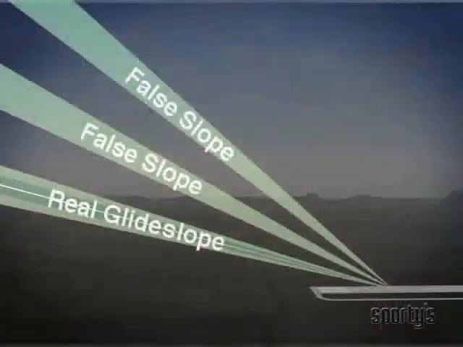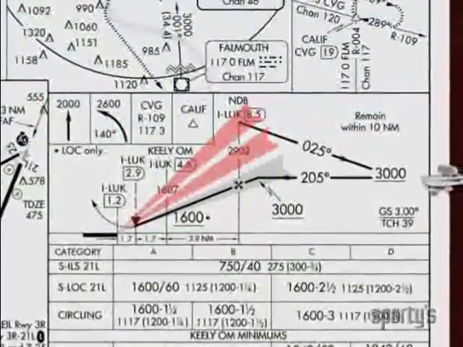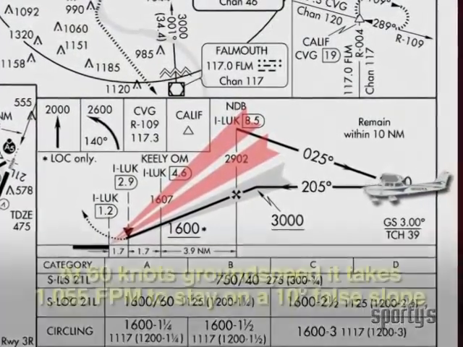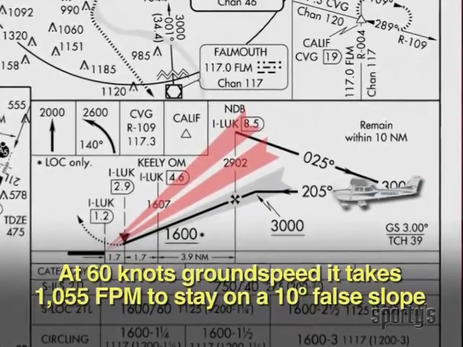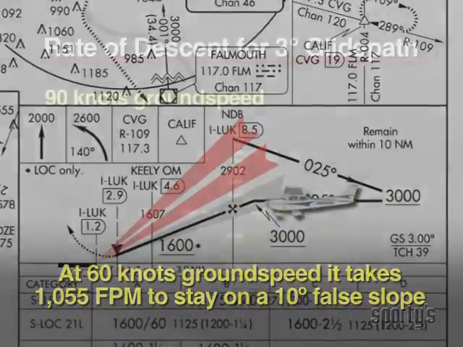Because of the reflected signal, false glide slopes are above the real glide slope. The lowest false slope is more than 10 degrees to the horizontal. Approach procedures are designed to prevent intercepting a false glide slope, and the high descent rate required would warn the pilot. The lowest possible false slope would require a descent of more than 1,000 feet per mile.